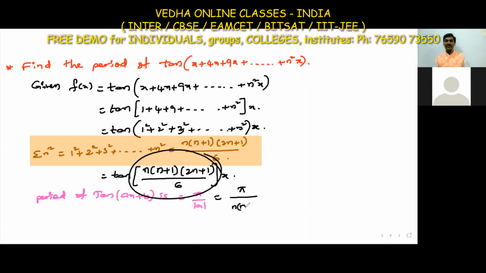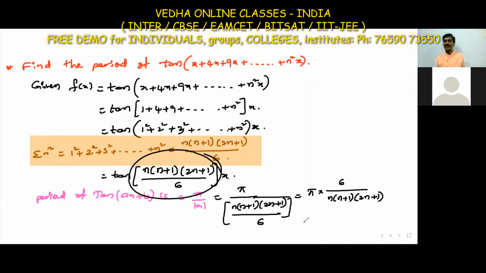That is n into n plus 1 into 2n plus 1 divided by 6. Pi by mod a, so this is in the denominator. Since it is in the denominator, go to the numerator, otherwise write the reciprocal. Pi into 6 divided by n into n plus 1 into 2n plus 1.